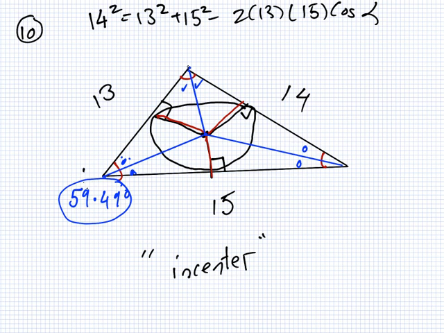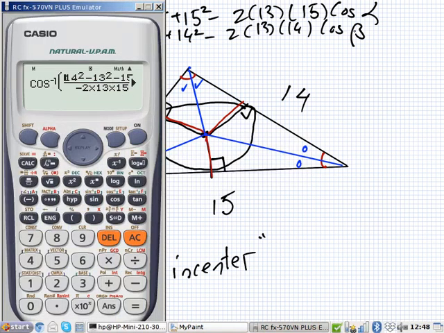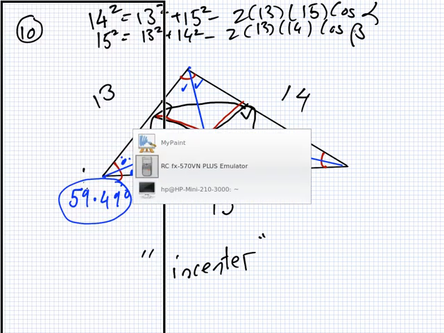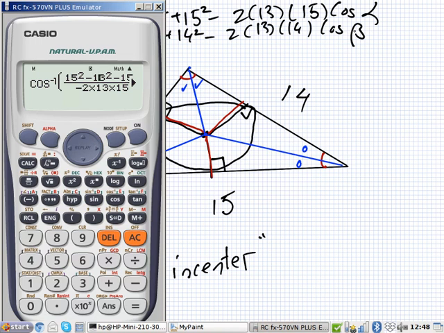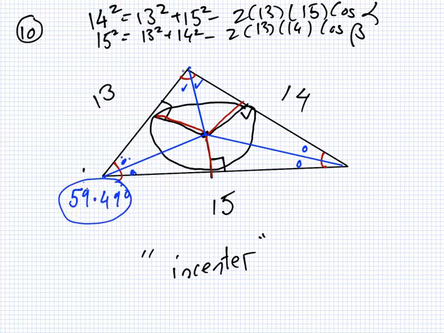Okay, let's get the one up the top here. So on the top, what's the difference? It's going to be this now. 15 squared equals 13 squared plus 14 squared minus twice 13, 14 cos beta. Right, let's get this angle on the top now. This is 15 and this is 13 and 14. 67.38.